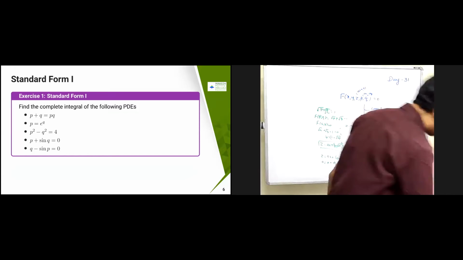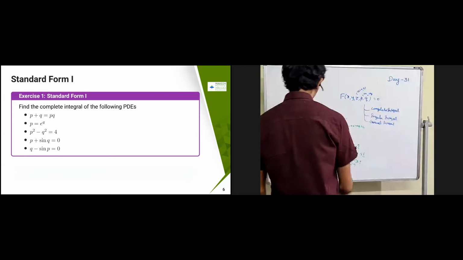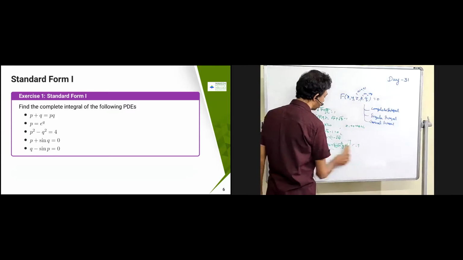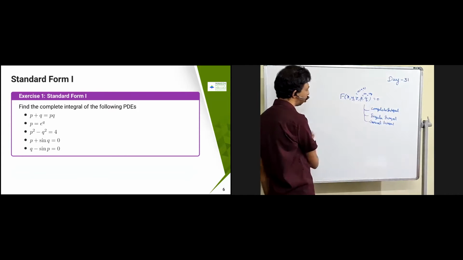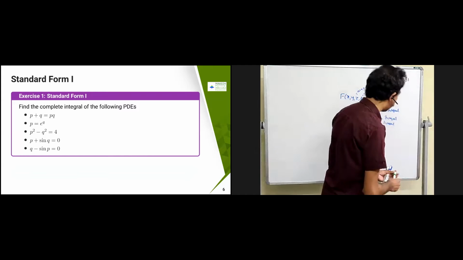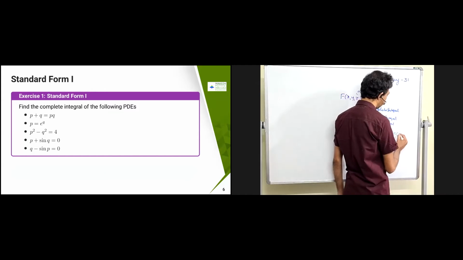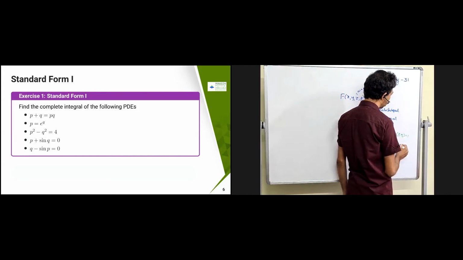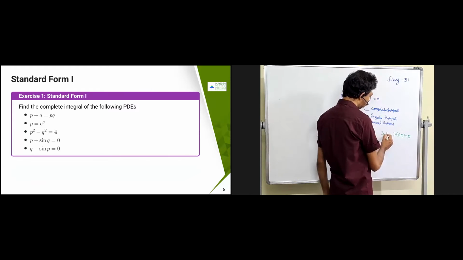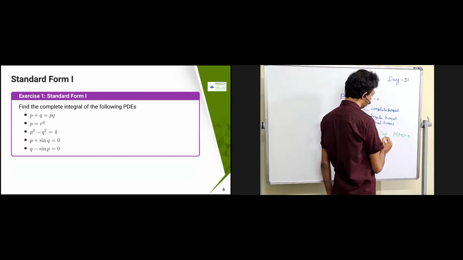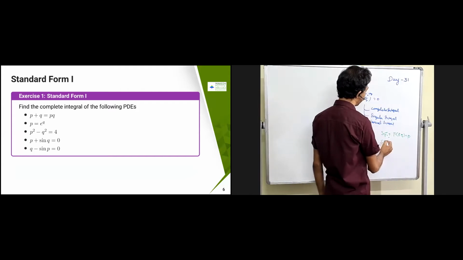Okay, now let's come to standard form 2. So this is standard form 1. Standard form 1 is nothing but f of p comma q equal to 0. This is called standard form 1. Now let's go for standard form 2.